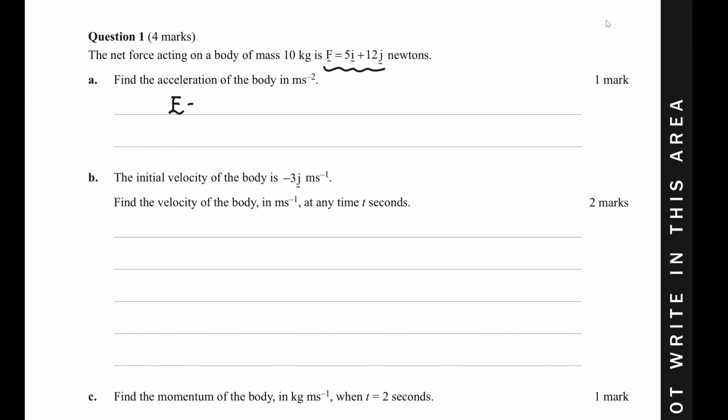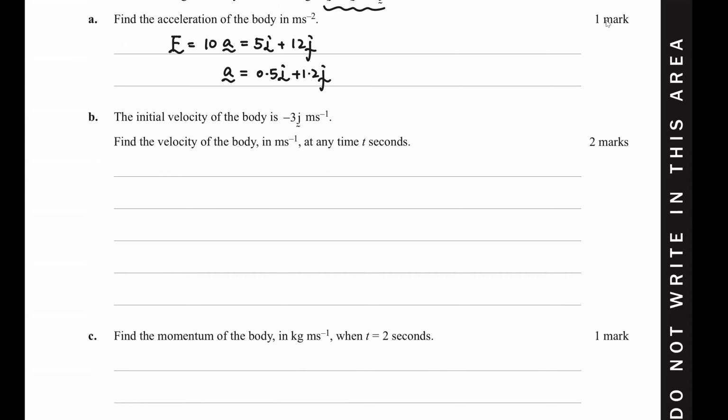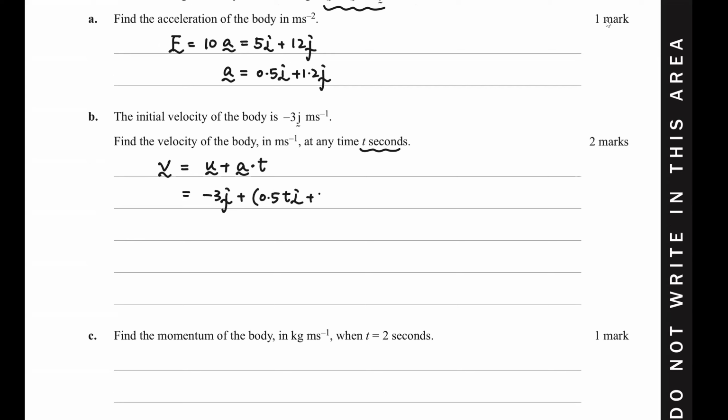So I'll be using F equals 10 times a equals 5i plus 12j. Therefore, the acceleration vector, divided by 10, is 0.5i plus 1.2j. And the initial velocity of the body is minus 3j meters per second. Find the velocity of the body at any time t seconds. So we can use this formula, v equals u plus a times t, which means I'm going to get minus 3j plus 0.5ti plus 1.2tj.